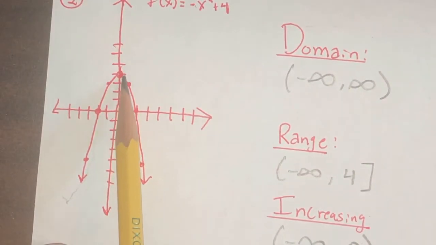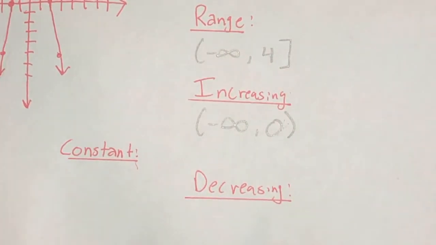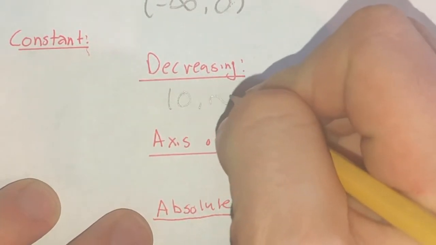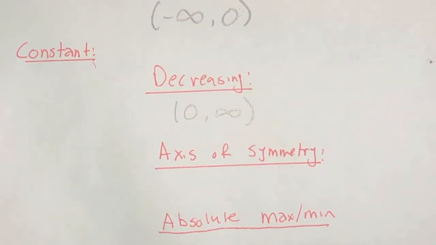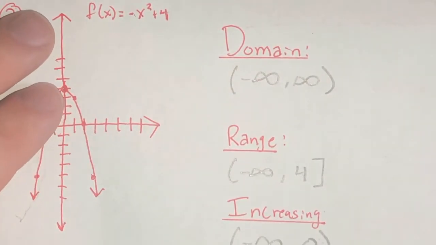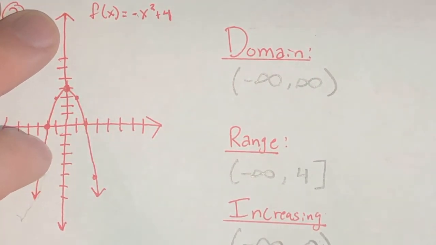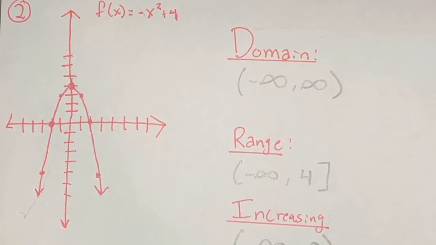Decreasing. So where is it going down? We get here, then it's going down, down, down. From 4 to infinity or from 0 to infinity? It is from 0 to infinity, we're decreasing. From when x is 0 to 1 to 2 to 3 to 4 to 5 to 6 and so on, we're getting smaller. For example, 1 is 3, 2 is 0, 3 is negative 5, 4 is negative 12, and so on. Notice as I'm going up, smaller, smaller, smaller.